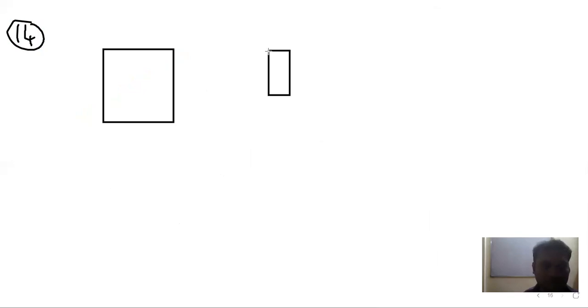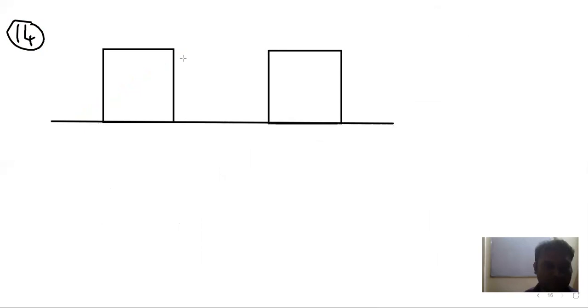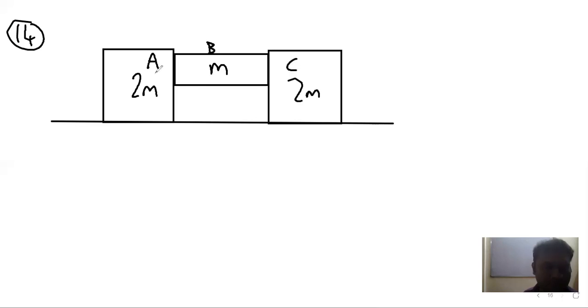Next, let us consider the 14th question. In the 14th question, we have two blocks, A and C, and in between we have one more block. This is A, this is B, and this is C. We are applying a force which is capital F. We have to find the minimum value of this force F to prevent B from slipping downward. So B does not have to slip downward. For that, we have to find the minimum value.